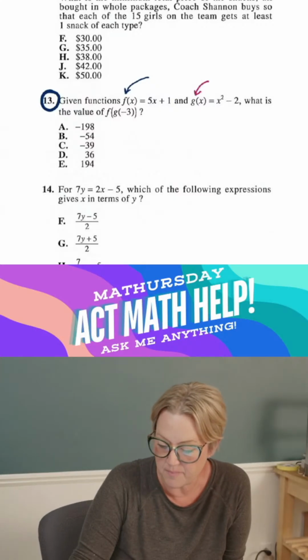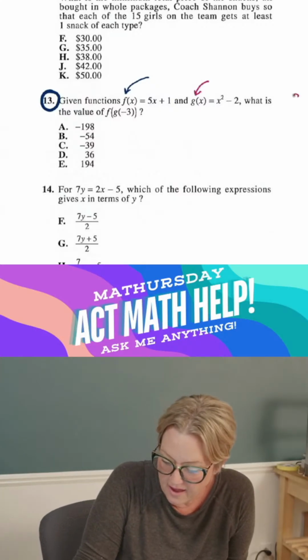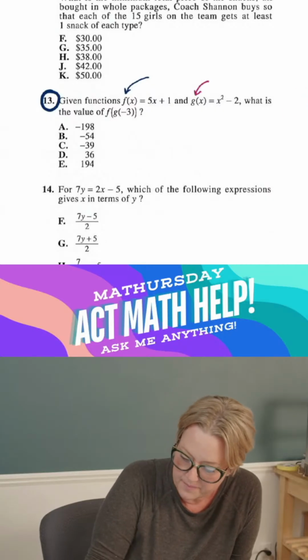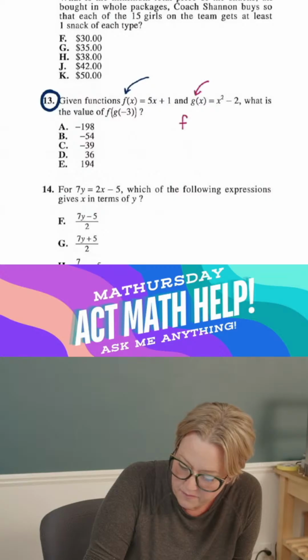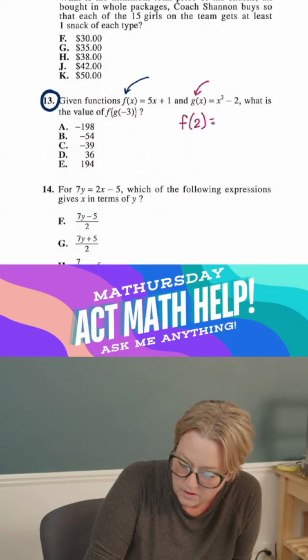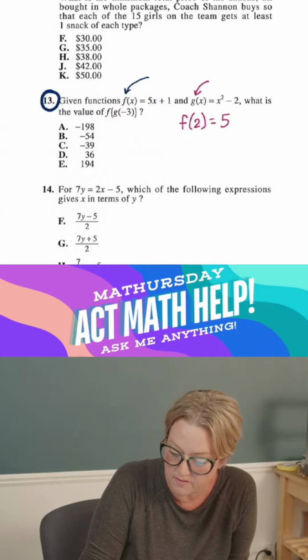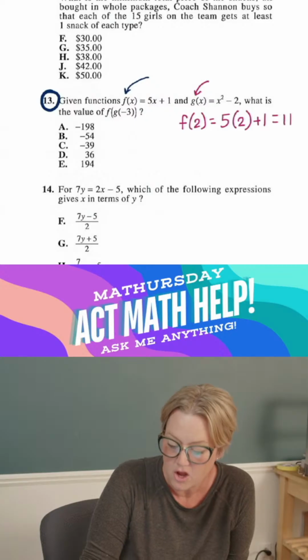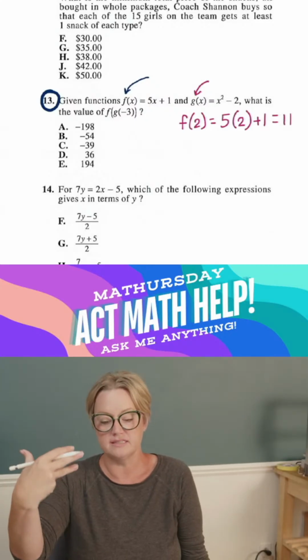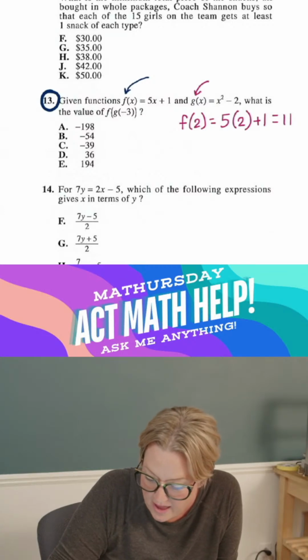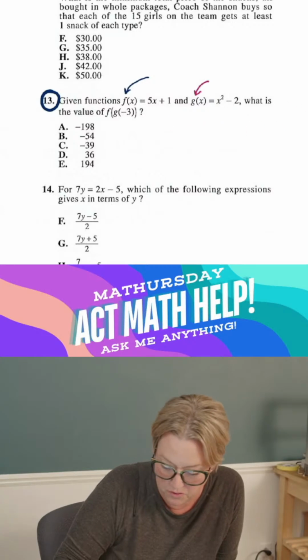So if we took something like f of 2, whatever's in the parentheses, I'm going to substitute that in for the x. So it would be 5 times 2 plus 1, which would be 11. So f of 2 is 11. But it's not asking us to do that. It's asking us to do f of g of -3.